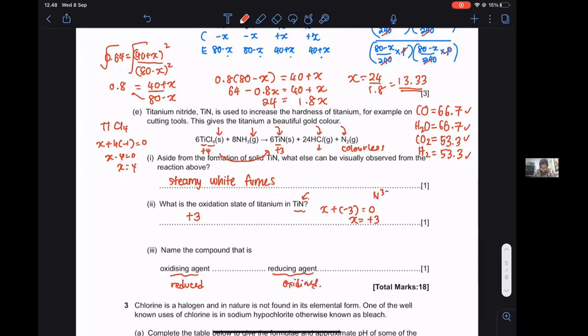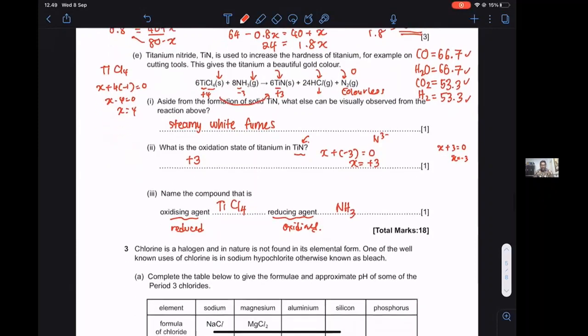In this case, what is being reduced over here? TiCl4. So what is being oxidized over here? If you want to check, nitrogen in this is going to be 0. The nitrogen over here, you can put X plus hydrogen, which is always +1, so 3, and this equals 0, so X equals -3. From -3 they become 0, they get oxidized, an increase in oxidation number. So therefore ammonia is going to be the reducing agent.